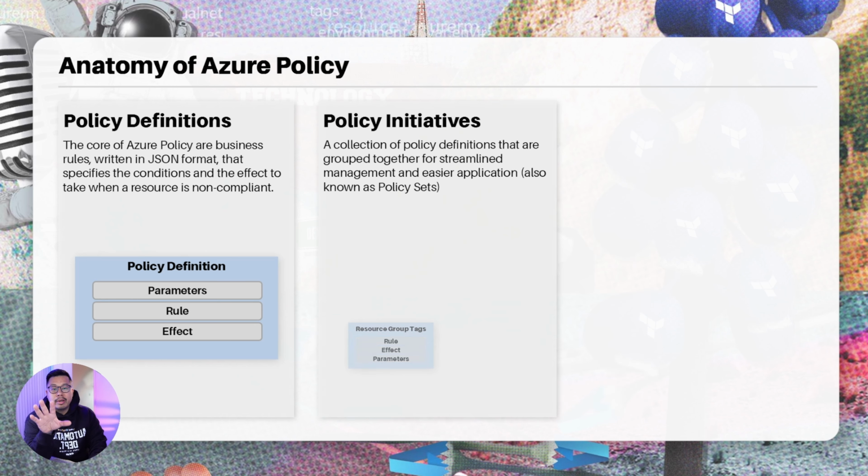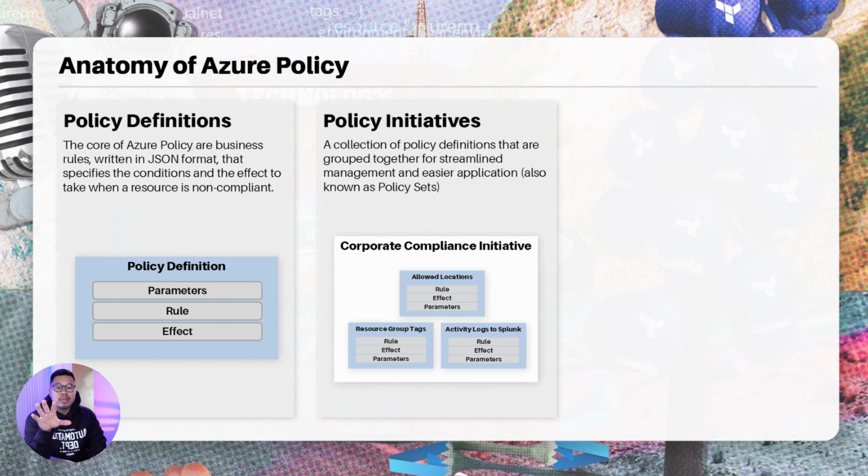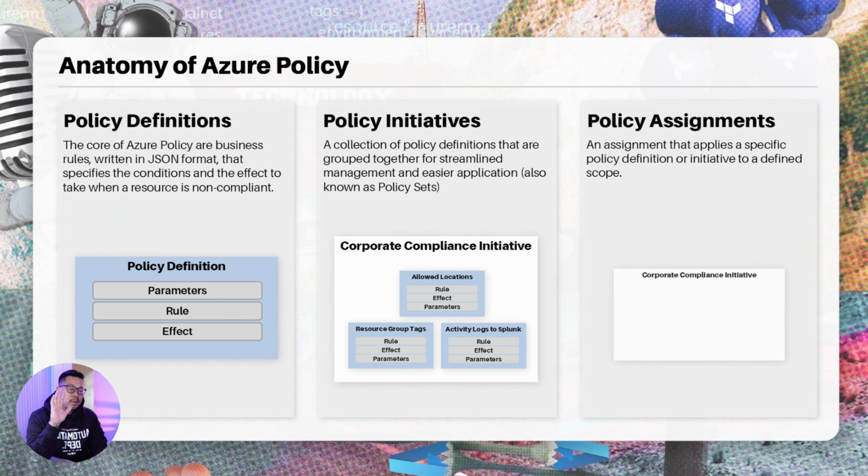So the next one is policy initiatives. A policy initiative is pretty much a collection of policy definitions that are grouped together for streamlined management and easy application. This is generally recommended because it allows you to start an initiative that could be, say, the corporate compliance initiative, and then you can just add policy definitions. Rather than assigning a single policy definition, you could have initiatives, also known as policy sets.